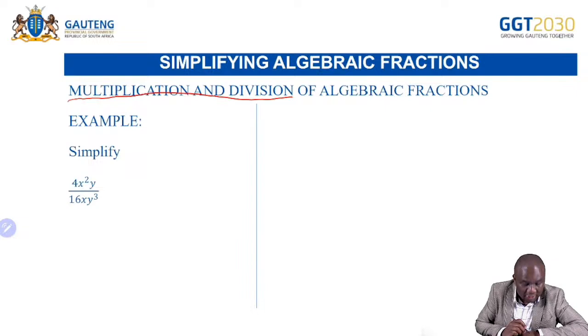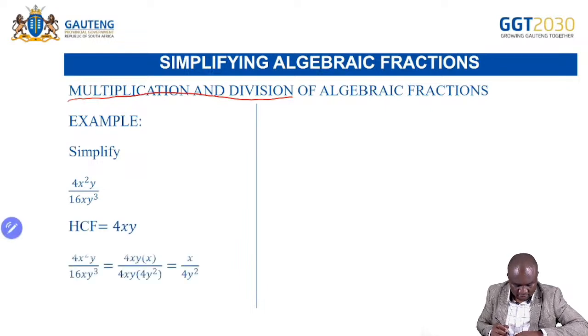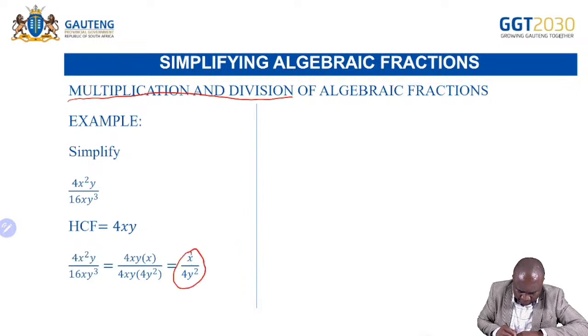Here we have the highest common factor. We did something similar to this, so let me not waste time on it. The highest common factor will be 4xy. Between 4 and 16, the highest common factor is 4. Then for the powers with base x, the one with the lower exponent is x, and for base y, the one with the lower exponent is y. So it becomes 4xy, that's the common factor, and then we factor it out. We get x over 4y squared.